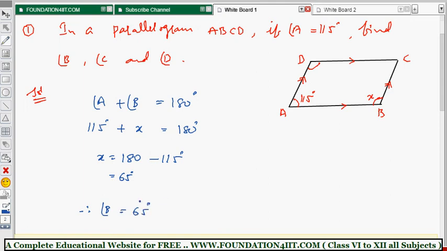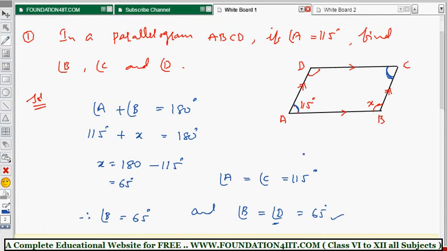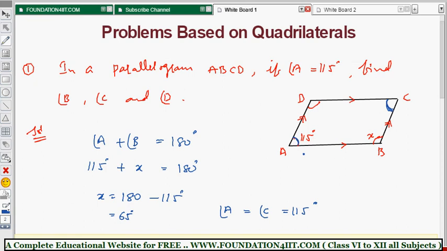And the opposite angles of a parallelogram are equal, which is also a property. So in a parallelogram, opposite angles are equal. Angle A is opposite to angle C, so angle A is equal to angle C. Angle A is 115 degrees, so angle C is also 115. And angle B is equal to angle D. Angle B we got as 65 degrees, therefore angle D is also 65 degrees. So in this way, we should know some properties, then we can find out the problems easily.